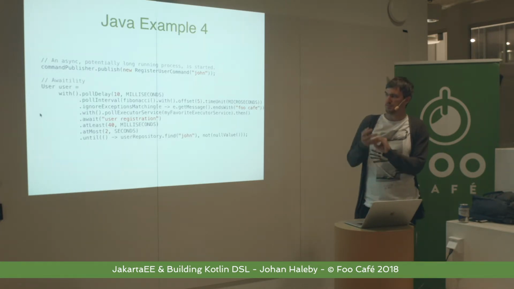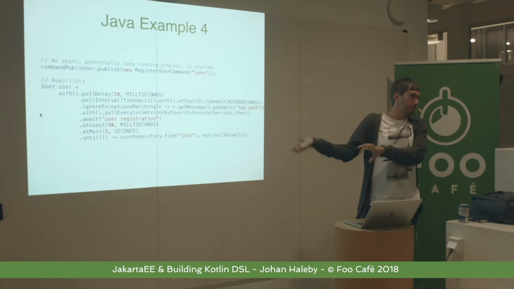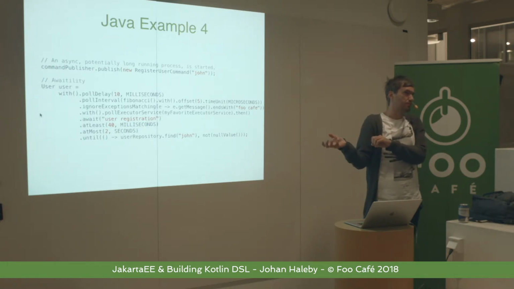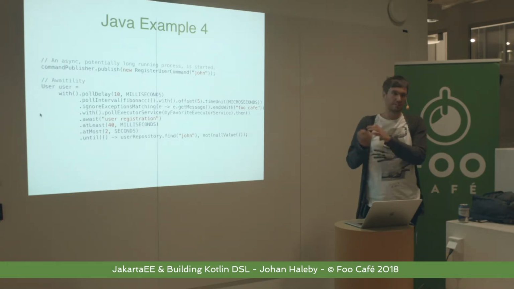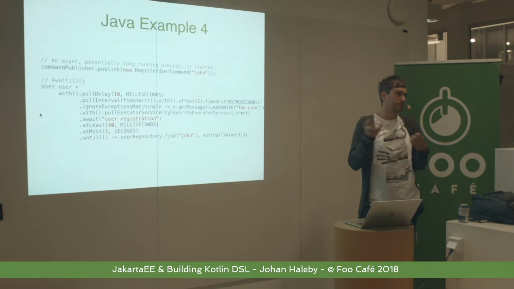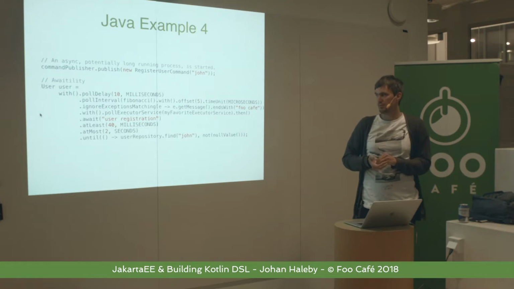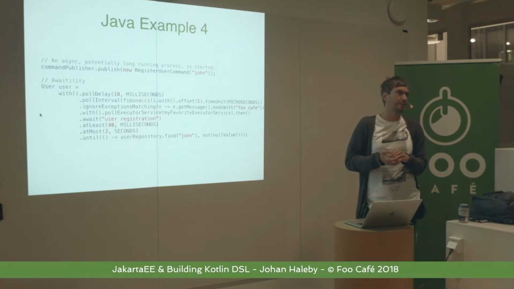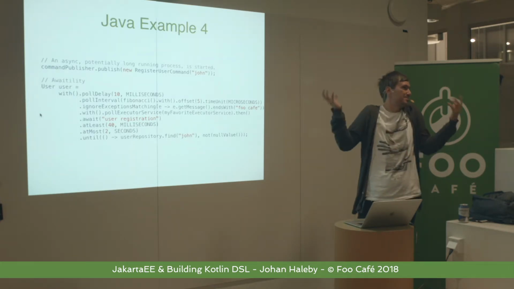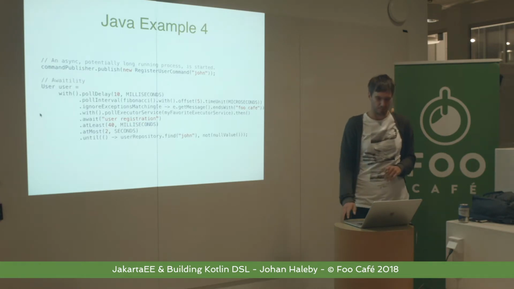Awaitility already has, of course, the Java API, but it also has support for Groovy and Scala. So when Kotlin came about, I thought, well, I should probably try to see if I can do something here to make it slightly nicer, perhaps, if that was possible.